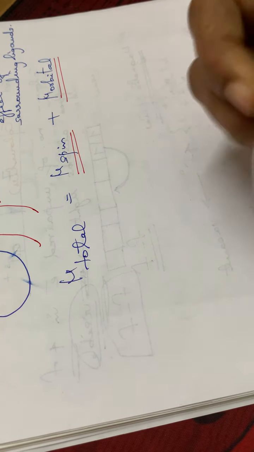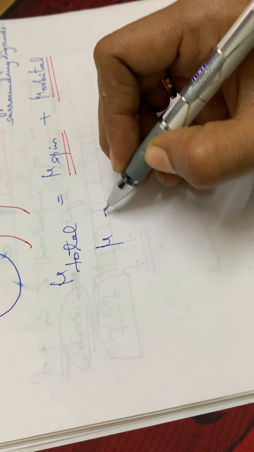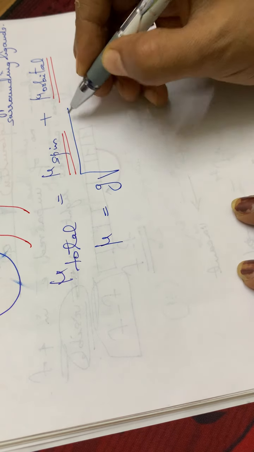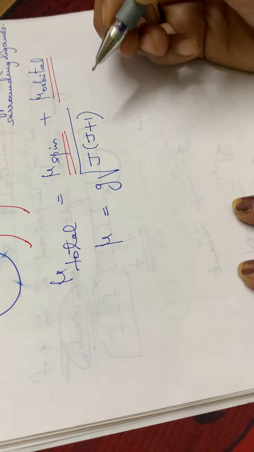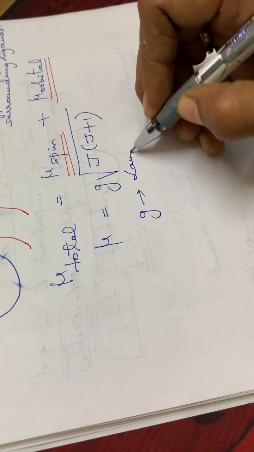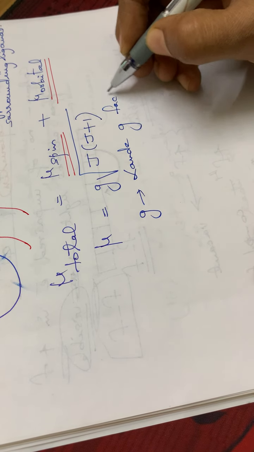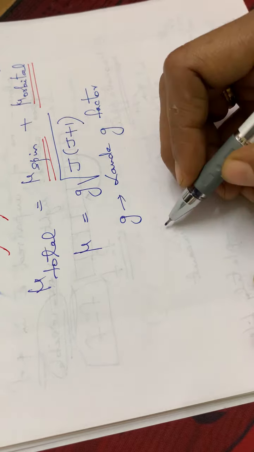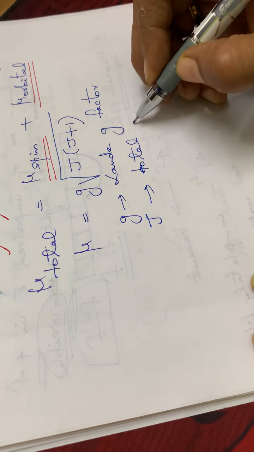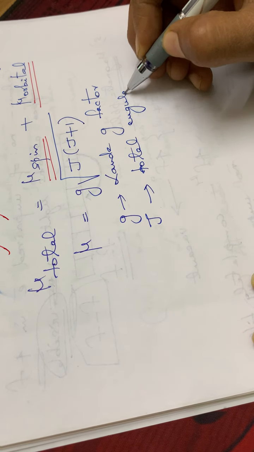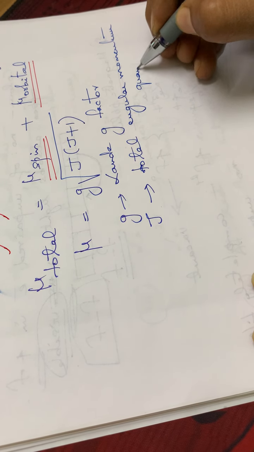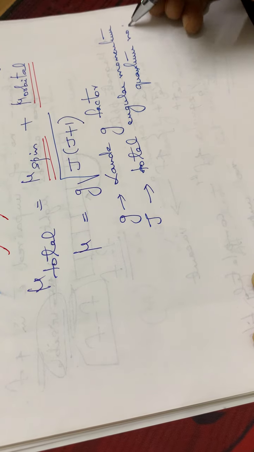And also the magnetic moment of lanthanides is calculated by the formula: the total magnetic moment is equal to g into square root of J into J plus 1, where g is called the Landé g factor. And again, what is J? J is the total angular momentum quantum number, capital J. Capital J is the total angular momentum quantum number.